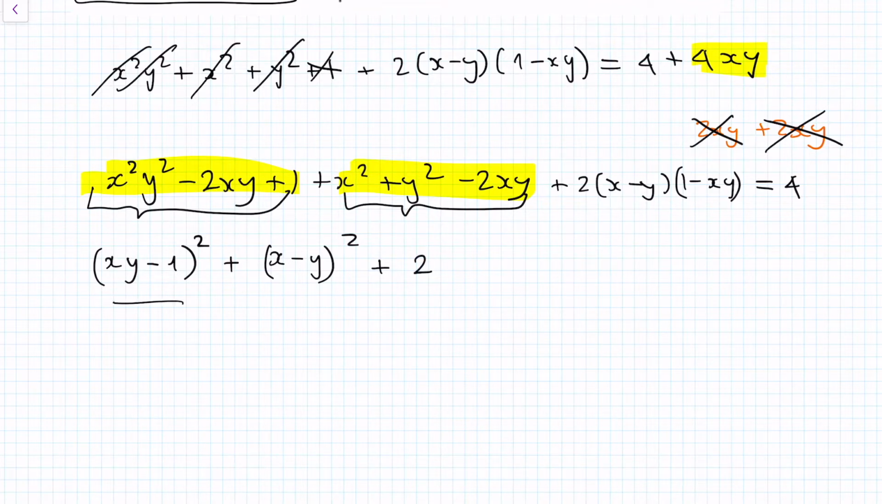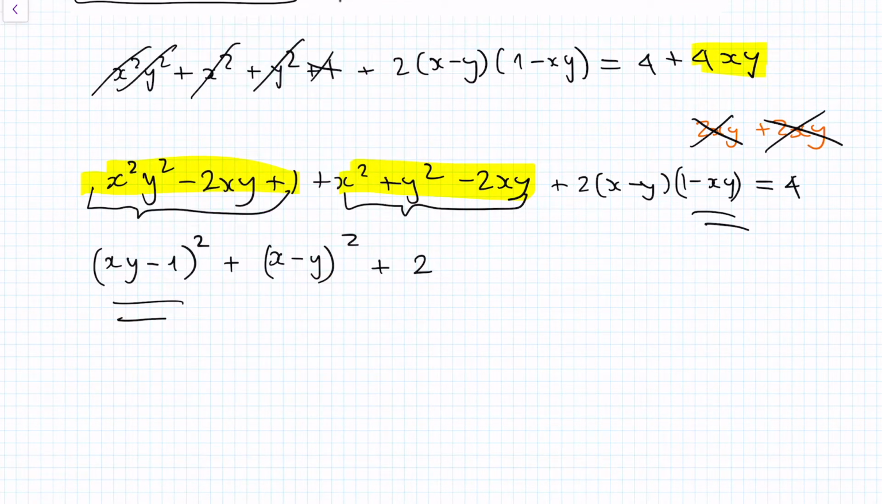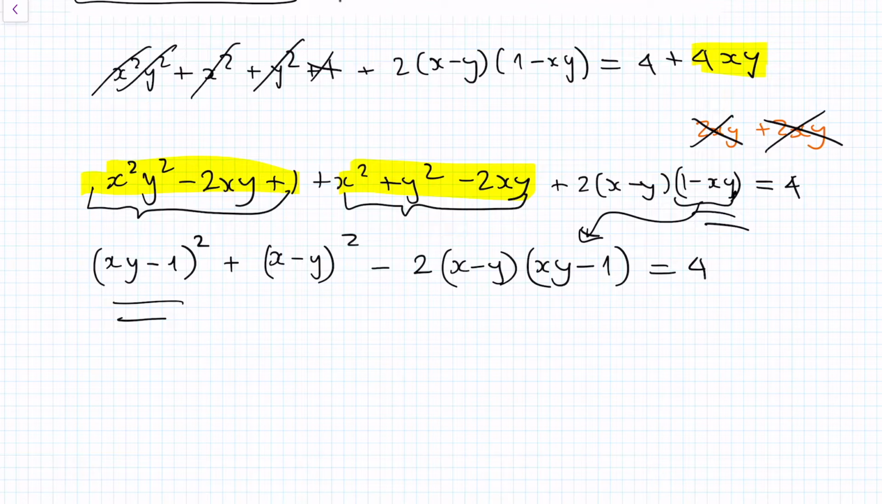Now, notice this is xy minus 1, and this is 1 minus xy. So we can swap that around by, instead of writing plus 2, we can write minus 2 here, x minus y, and then xy minus 1. Yeah, so you do that. That's equal to 4. Right.